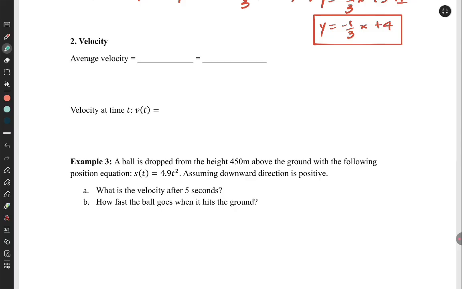Okay, in Calc 3 you add another variable. So it's going to be just more complicated. But the frame is still there.